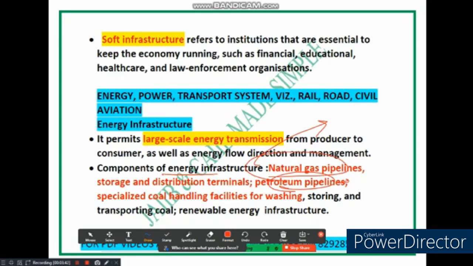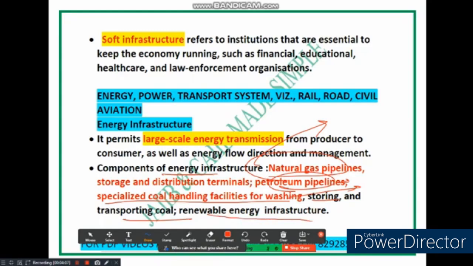The next is specialized coal handling facility for washing, storing, and transporting coal. Coal is a major source of energy in some regions, and specialized infrastructure is required to handle coal efficiently. So it includes facilities for washing, storing, and transporting it. These are some of the important energy infrastructure, please remember. And the last point is renewable energy infrastructure.